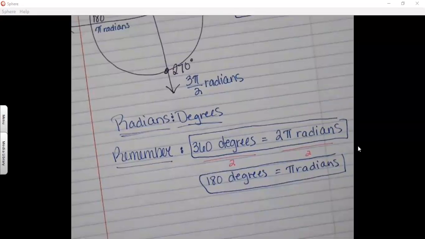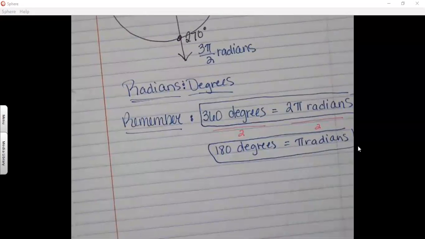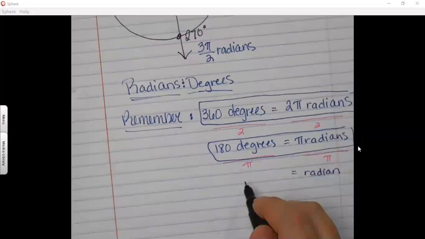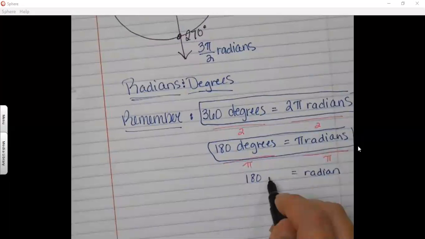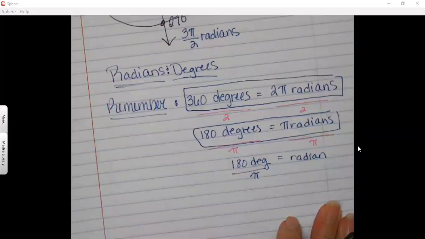Okay, well, if I want to know, for 1 radian, how many degrees is that? So if I divided both sides of this by pi, then on the right side, pi will cancel out and leave me with radian. And on the left side, 180 degrees divided by pi is how I would find, if I said 1 radian gives me how many degrees. That's how I can convert it.